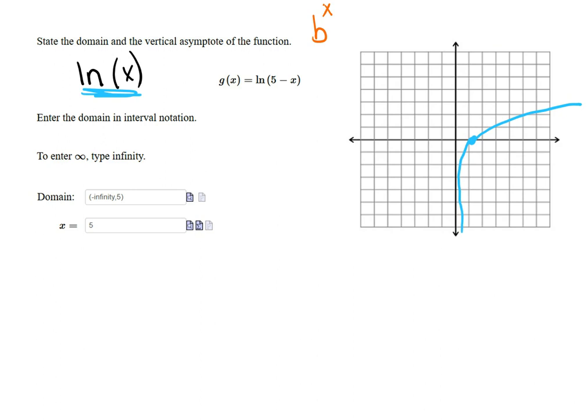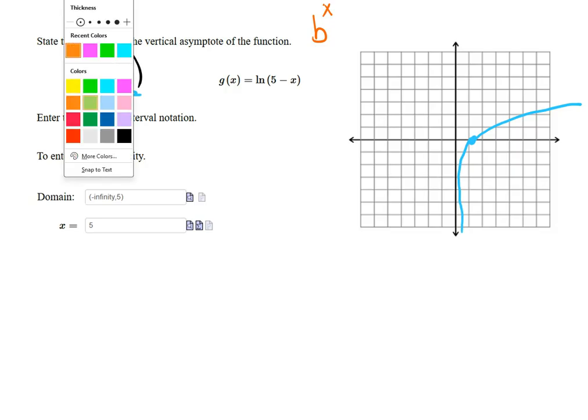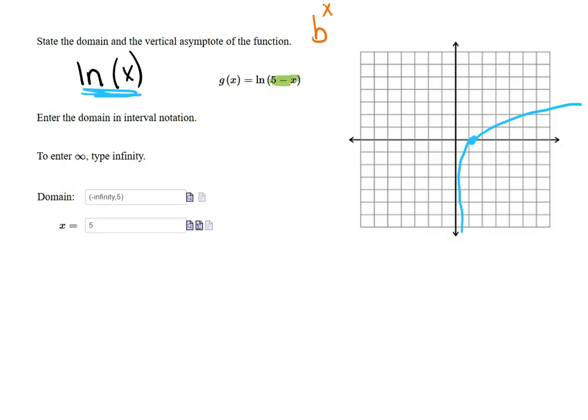Logarithms can also be transformed around the graph. I have this 5 minus x inside the parentheses. If there's a number hanging out with the x in the parentheses, that is either going to shift it left or right. You will know what number it is because all you have to do is take the 5 minus x and set it equal to 0. If I add x to both sides, I get x equals 5. It is going to shift 5 units, positive 5 units.